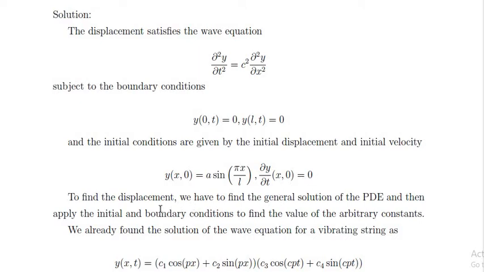Next, we have to find the displacement. You write the general solution of the wave equation. That is y(x,t) = (c1 cos px + c2 sin px)(c3 cos cpt + c4 sin cpt).